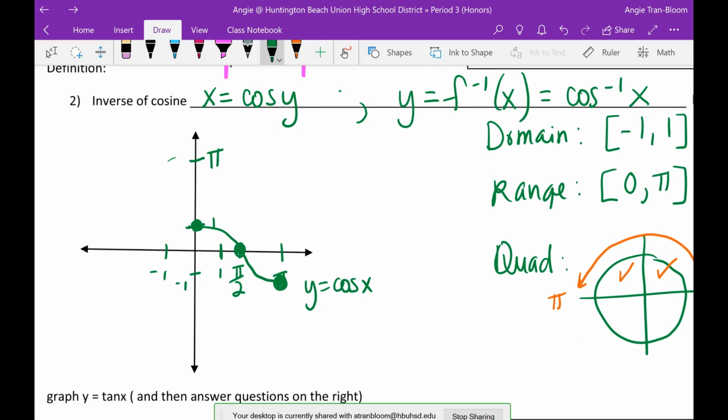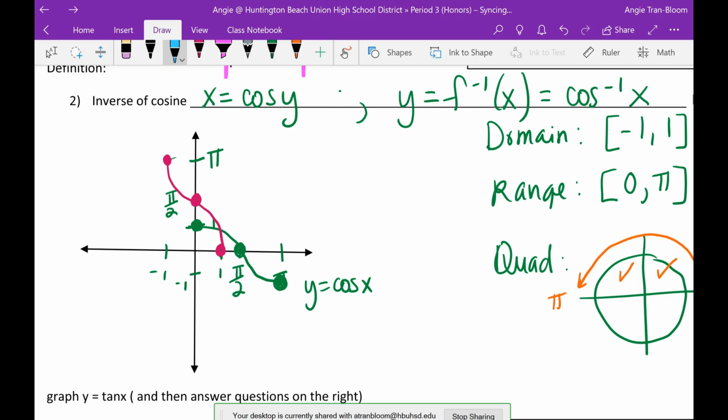Now let's graph its inverse. Give me point number 1. What is the first point that you can use to plot its inverse? 1, 0, right there. Point number 2. Okay, 0 pi over 2, so here's pi over 2 right here. So 0 pi over 2, right there. Point number 3. Negative 1 pi, all the way up there. Straight line? No. Hugging the y-axis, okay.